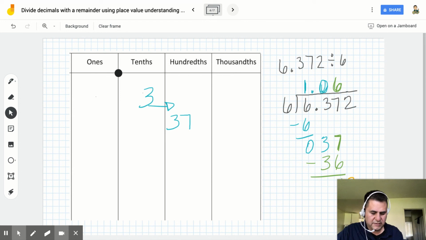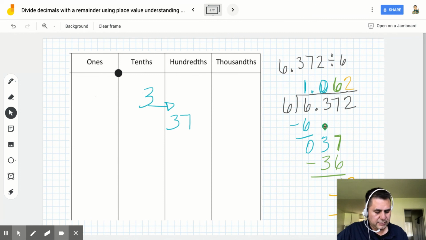Now I have 12 thousandths to be divided evenly by 6. 2 in each group. How many are used up? 2 times 6 is 12. You used up 12. How many are left over? 0.